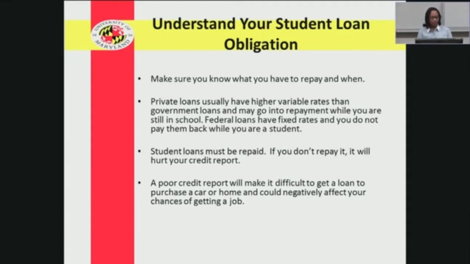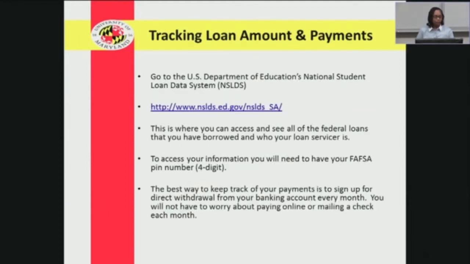Student loans must be repaid. If you don't repay it, it will hurt your credit report. Right now, federal or student loans are the only loans that can't be wiped away through, what's the word? Bankruptcy. So you want to make sure that if you have a student loan, you repay it. A poor credit report can make it difficult to get a loan for a house, a car, even to obtain a job. If it's between you and someone else and they look at your credit report and yours is bad and someone else's is better, that job can go to someone else. So you want to make sure your credit is always up to date and that you're paying on time.